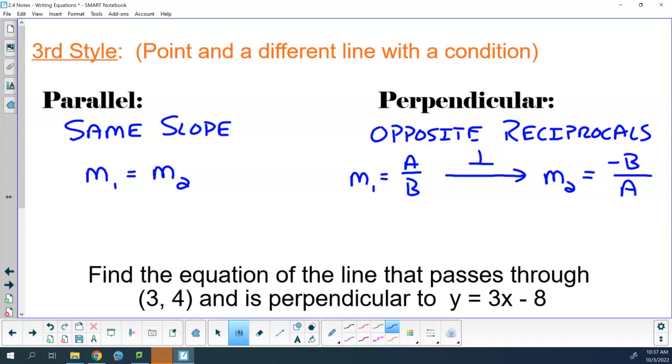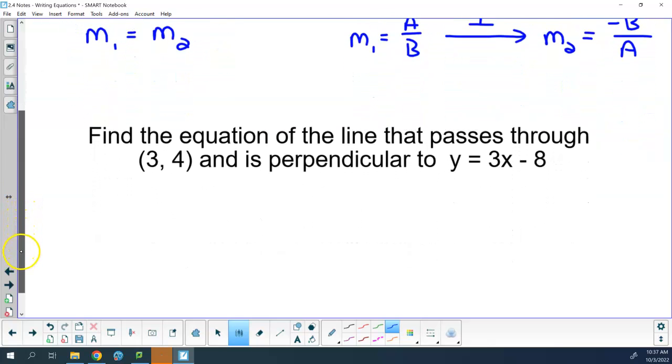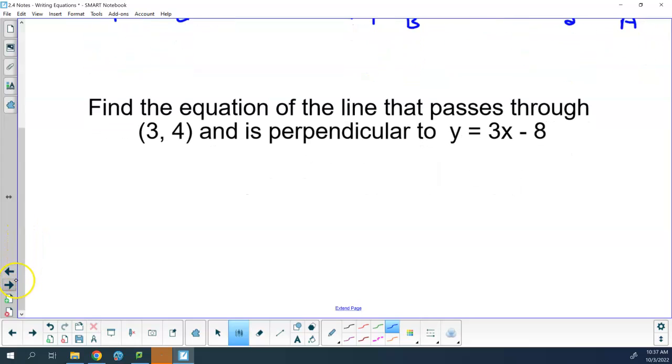So, find the equation of the line that passes through the point (3, 4) and is perpendicular to y equals 3x minus 8. Well, the first thing that we need to do is find the slope of that line. What is the slope of that line? 3. We all agree with 3. In y equals mx plus b form, 3 is in the m spot. So I would agree that this line has a slope of 3.